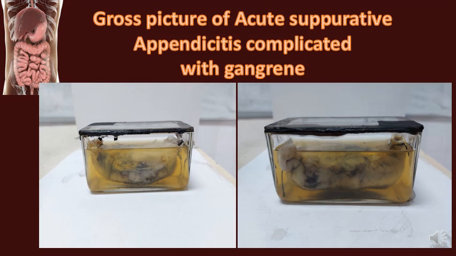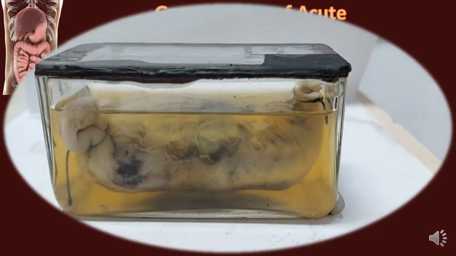The first specimen would be the gross picture of acute suppurative appendicitis complicated with gangrene, as we have two pictures of the jar for this specimen. To look closer at the jar, it shows an enlarged appendix with a dull smooth surface, showing alternating areas of blackish streaks for the gangrene together with yellowish areas of suppuration.